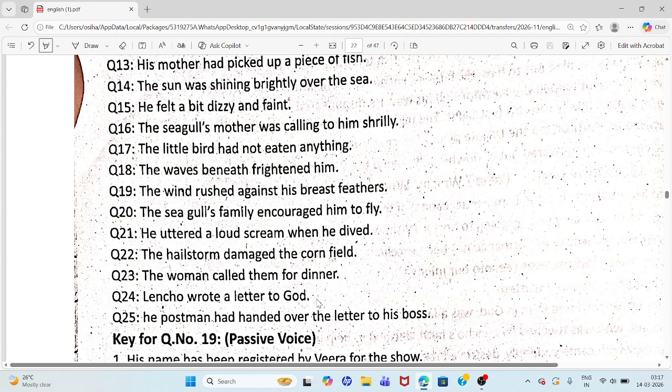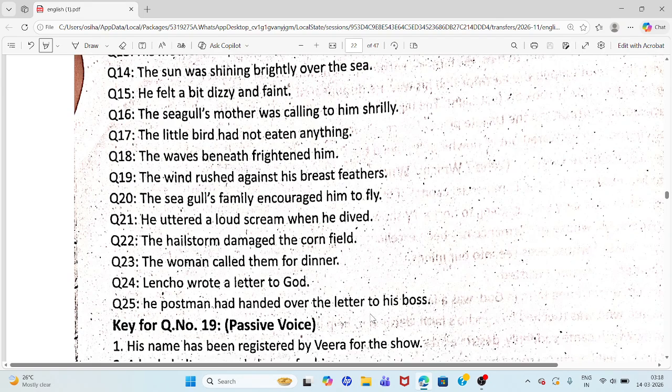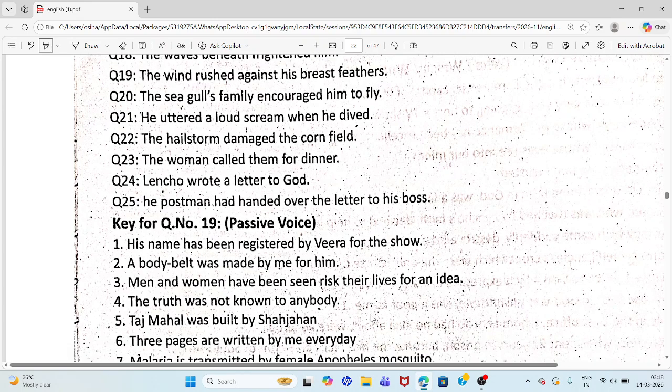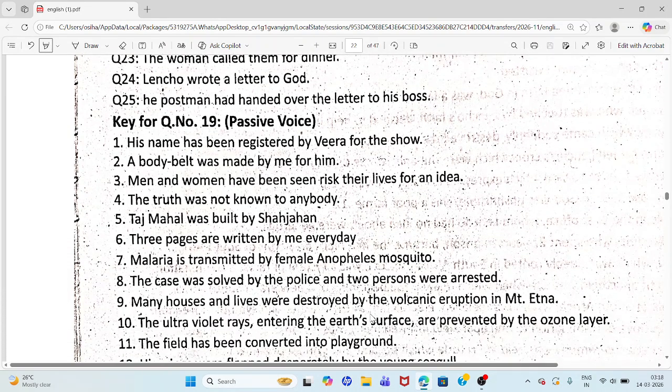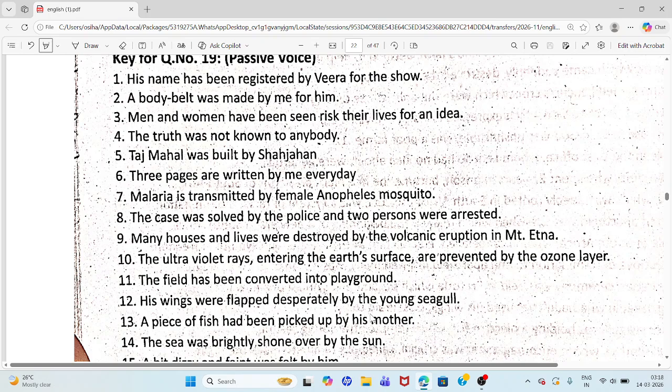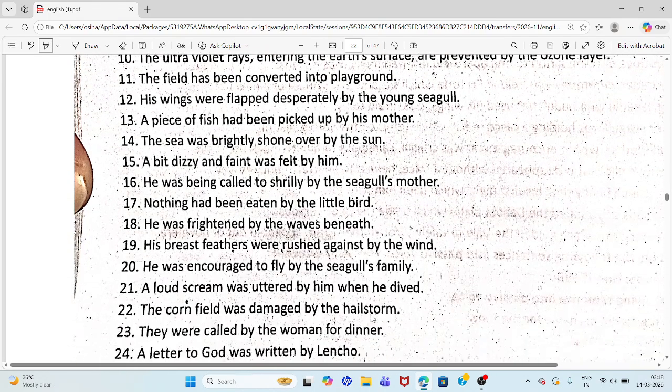And now the last question is question 25. The postman had handed over the letter to his boss. The letter had been handed over to his boss by the postman. So we completed 25 examples. You can see here the key for question 19, so you can take a screenshot and recheck your answers.